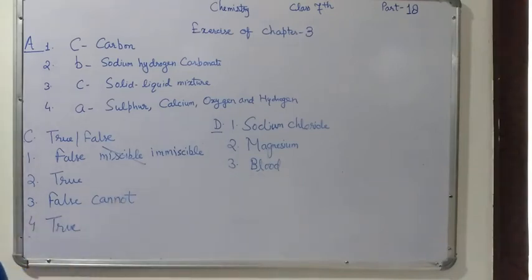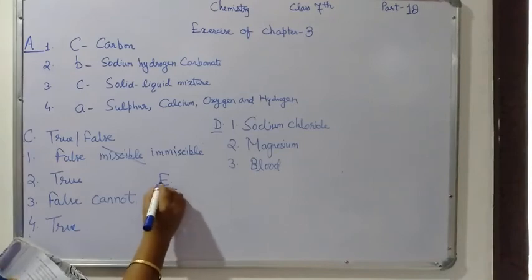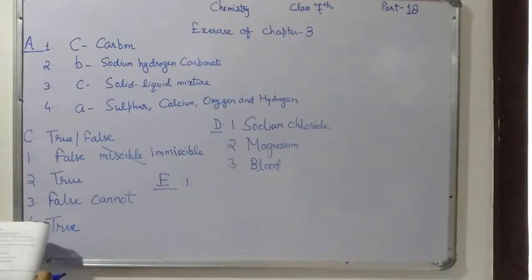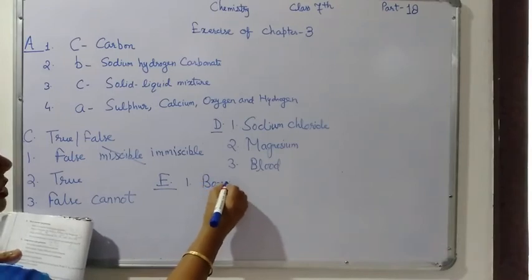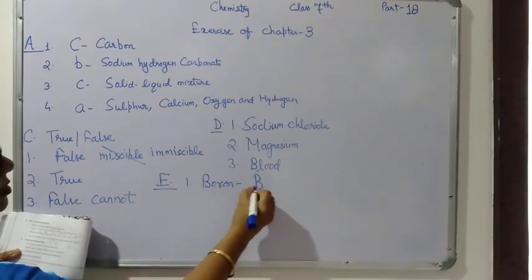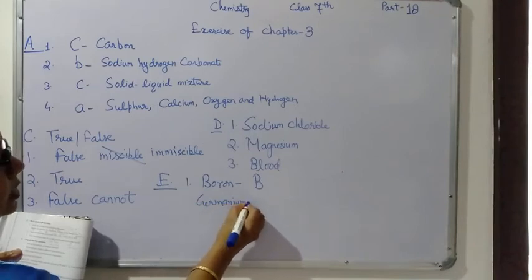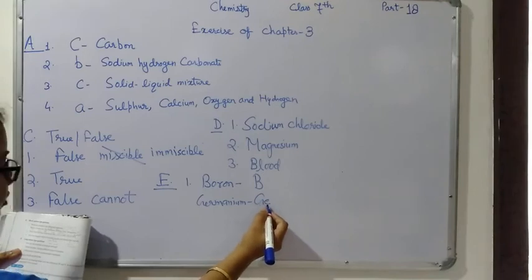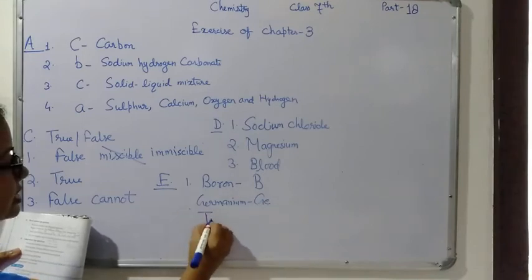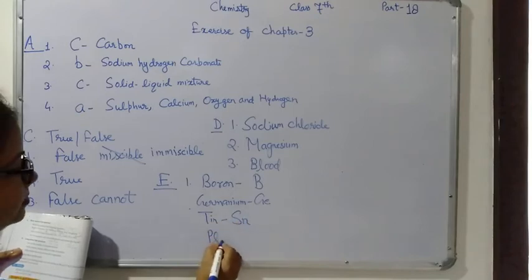Now short answers type question. E1 is short answers type question. First one, write the symbols of the following elements. First one is boron. Symbol is B. Next one is germanium. Symbol is Ge. First will be in the capitals, second letter will be in the small. Next one is tin. Sn.